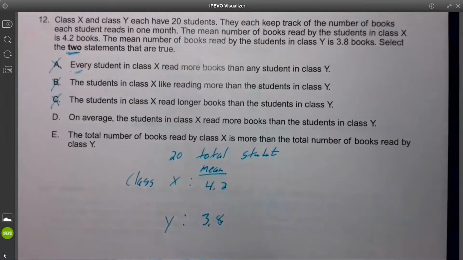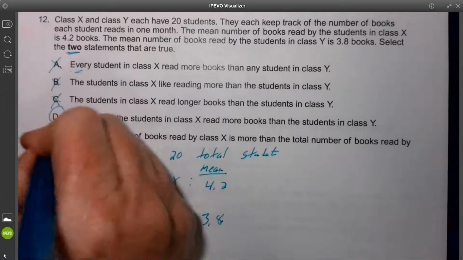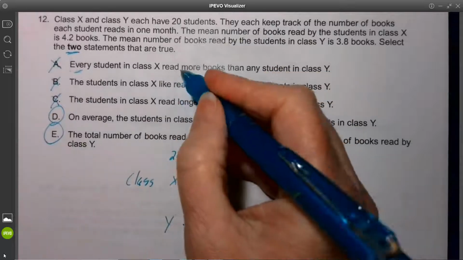Wait, in 2 statements we have to pick 2 statements. Yay, we're done. We don't even have to read the other 2. We know that it has to be these, but we always want to double check just in case we mess up on one of these.